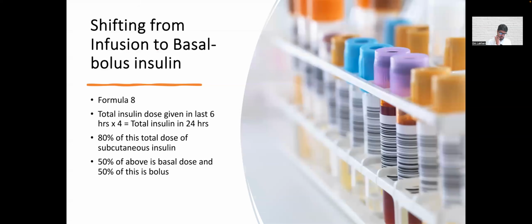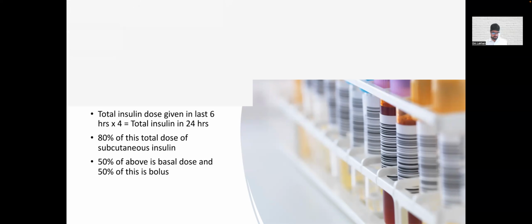So this way you can titrate the insulin dose. Now, you want to shift the patient from infusion to basal bolus insulin. Let's say your patient was in diabetic ketoacidosis, everything got corrected. Now you want to shift the patient to the ward on subcutaneous insulin. So how do you do this?